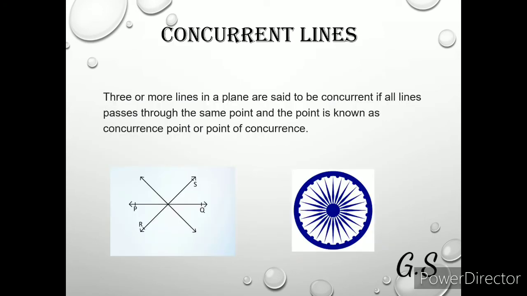Now the next is concurrent lines. Three or more lines in a plane are concurrent if they are passing through one point, and they have to pass through only one point. This point is known as the point of concurrence. We can see an example in a chakra, with so many spokes all coming from one point. So these are concurrent lines.